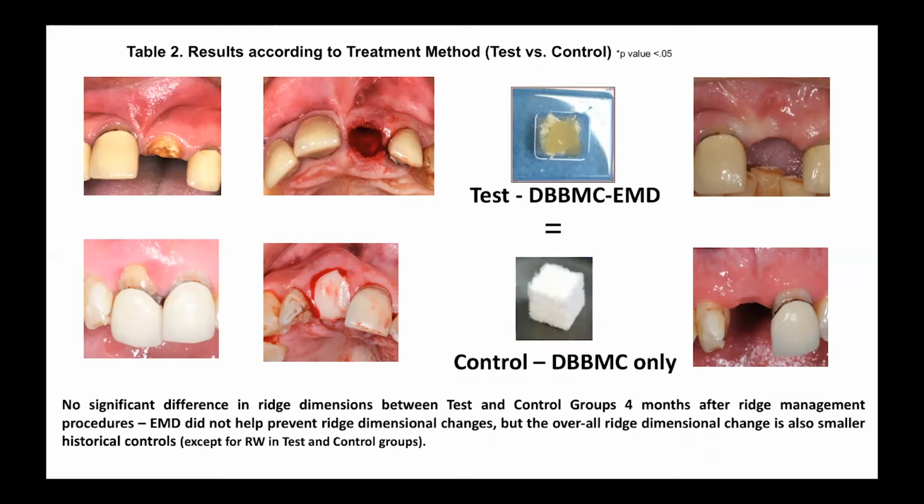The overall ridge dimensional change is still smaller though when compared to historical negative controls. This is when the socket was left to heal without any ridge preservation procedure, suggesting the effectiveness of this closed socket technique in minimizing ridge dimensional changes.